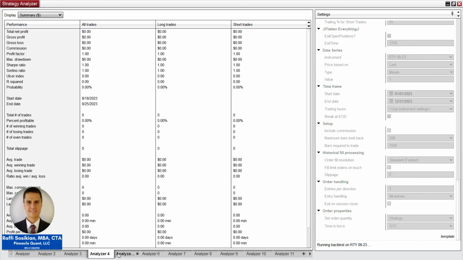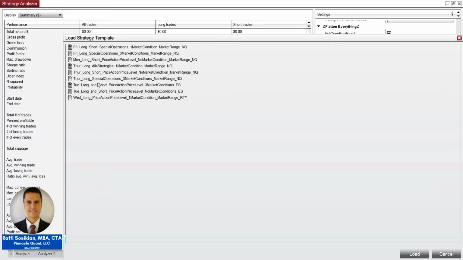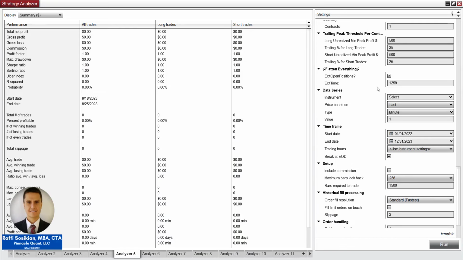Now we're on Thursday, and for Thursday I have several that I'm going to be loading here. I have 3, I believe, for Thursday. Yeah, so let's just start with the bottom one and work our way up. So this one, they're all for NQ, but they do different things. Okay, so slippage is already there. So let's go and load NQ.